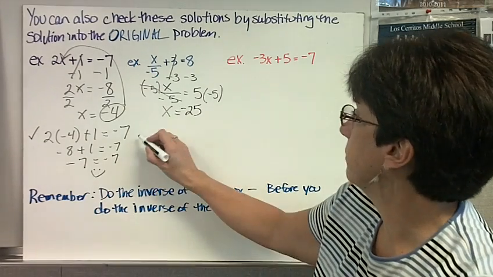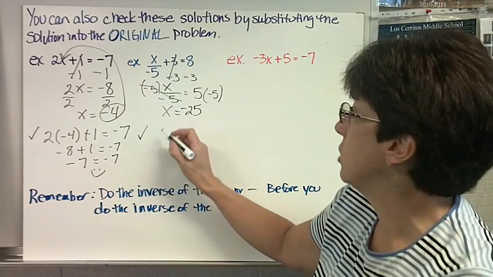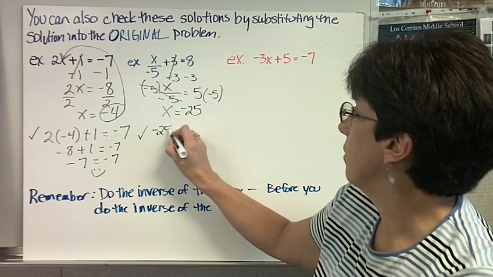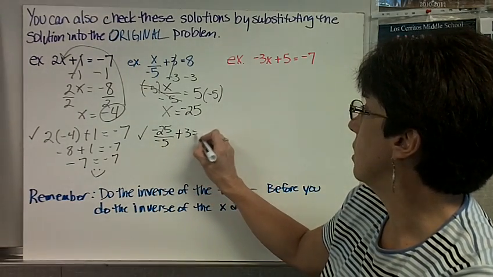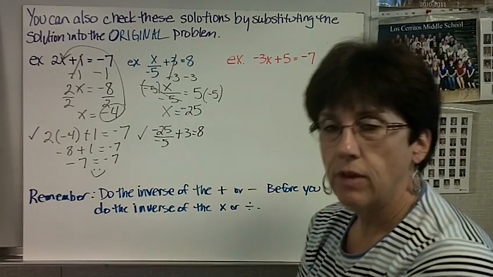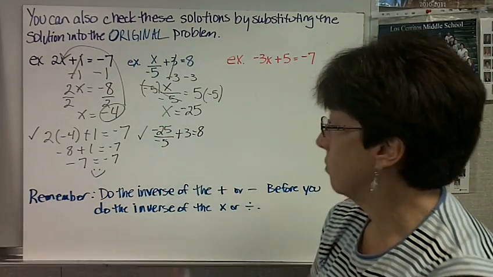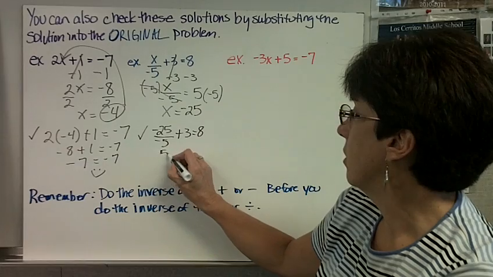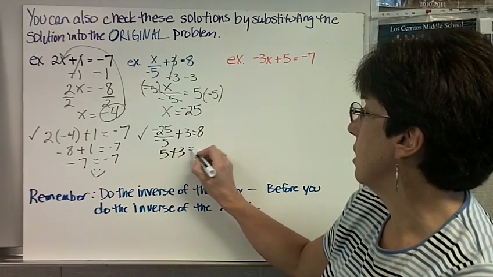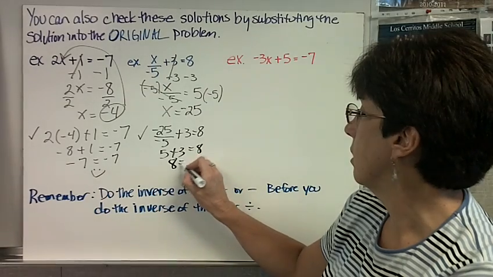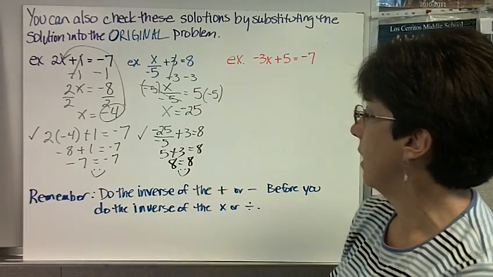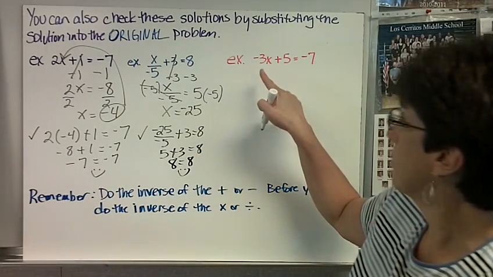Now let's check that one. I put a check, that means my check. Negative 25 divided by negative 5 plus 3 equals 8. What's negative divided by negative? Positive. 25 divided by 5? 5 plus 3 equals 8. Is that true? Does 5 plus 3 equal 8? You need to show me. 8 equals 8. Yay! All right, one more.